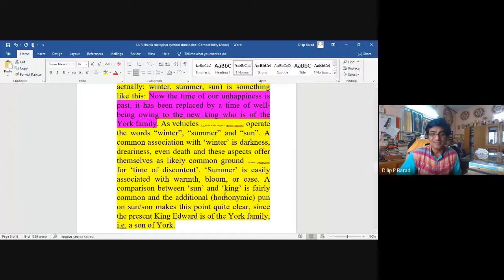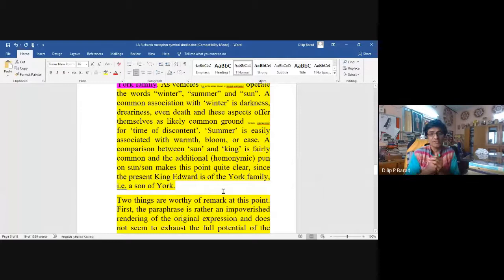Summer is easily associated with warmth, bloom, growth, something is growing, and ease, happiness. A comparison between sun and king is fairly common. And the additional homonymic pun, that is S-U-N and S-O-N, sun and son, makes this point quite clear, since the present King Edward is of the York family, that is, son of York also.